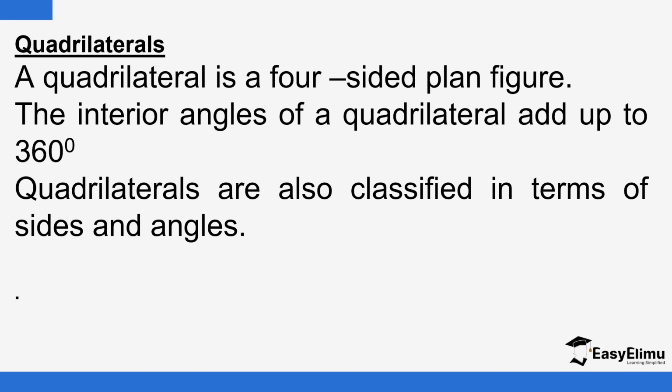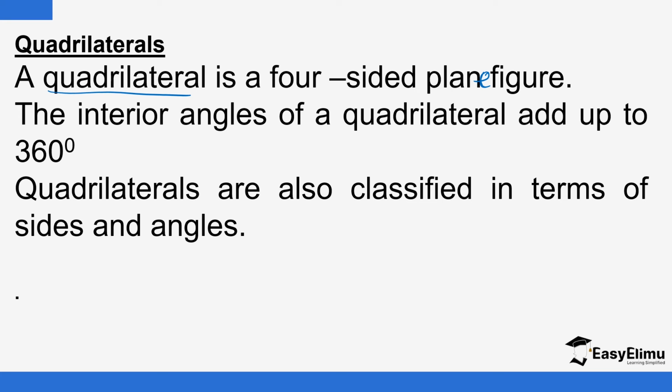So when you talk about a quadrilateral, we simply mean a four-sided plane figure. Previously we talked about triangles and we realized that a triangle was a three-sided plane figure. Now we have quadrilaterals. Every time you have a four-sided figure, like a rectangle, square, and so forth, generally, all of them put together, we call them quadrilaterals.